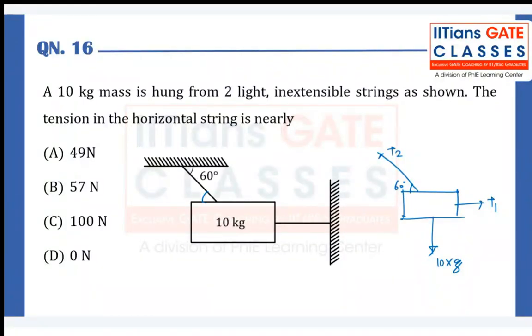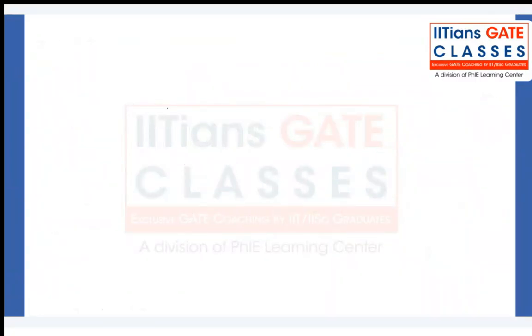So we have three forces which are coplanar and concurrent. This is the way you can draw it. T1 in this direction, 10 times g in this direction, and we have T2, which is at a 60-degree angle with respect to the horizontal. This is 90 degree, and this has to be 120 degree.